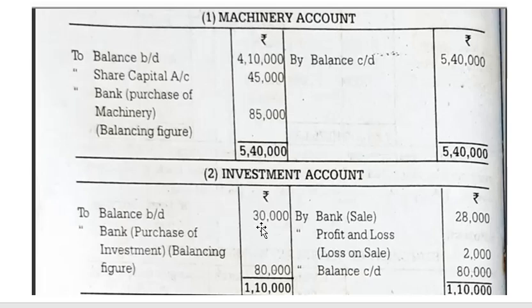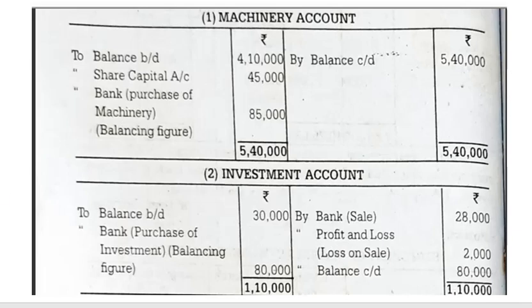Then find out the profit or loss. In the problem it is given that the investment costing 30,000 was sold for 28,000. So 30,000 minus 28,000 you will get 2,000 loss. When there is a loss, the entry will be profit and loss account debit to investment account 2,000. Okay, so the difference is 80,000.